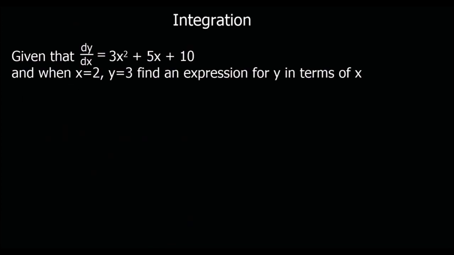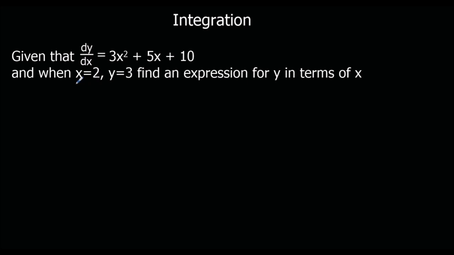Okay, here we've got another integration question. It says, given that dy dx is equal to 3x squared plus 5x plus 10, and when x is 2, y is 3, find an expression for y in terms of x. So what they're asking us to do is to go from dy dx back to y. That means undoing differentiation, and the undoing of differentiation is called integration.